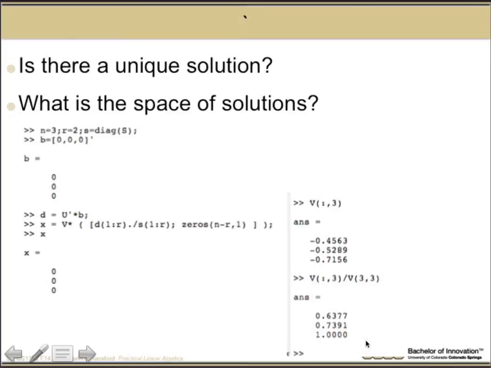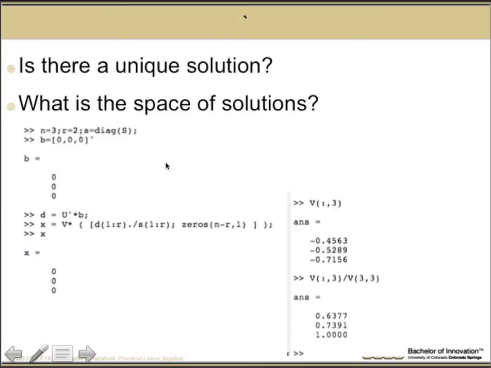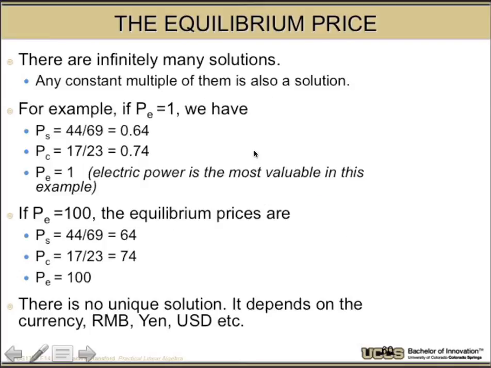And to interpret that, if I let P of electricity equal 1, because I normalized, then the price of steel will be 0.64 and the price of coal will be 0.74. That's just normalizing that data out. And you see 0.64, 0.73, and 1, just from normalizing the data. And if we were to set the price to be 100, then these prices would, of course, be multiplied by 100. And if you think about it as a price, it, of course, makes sense.